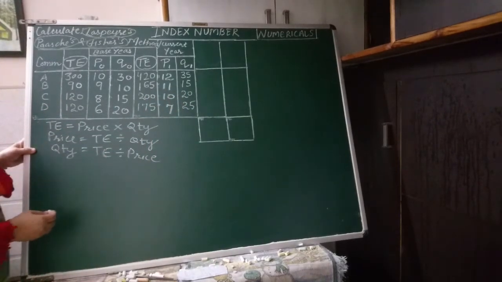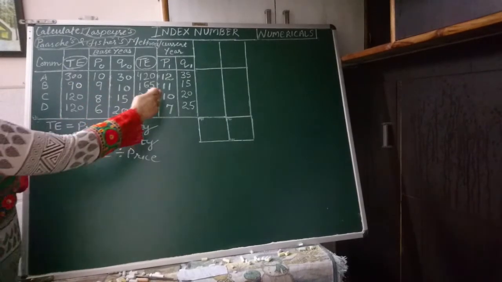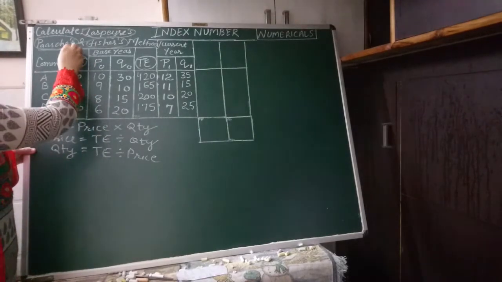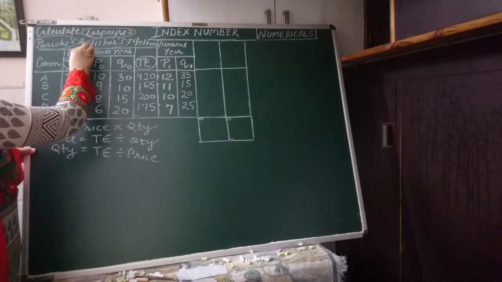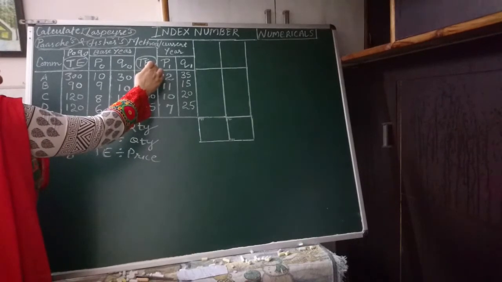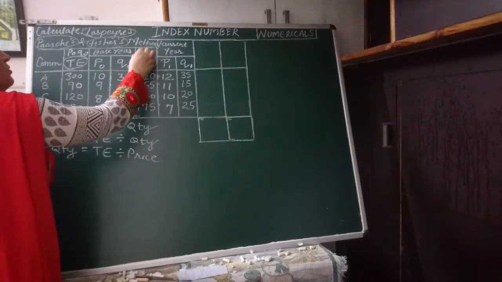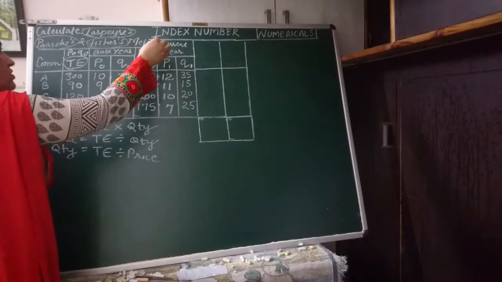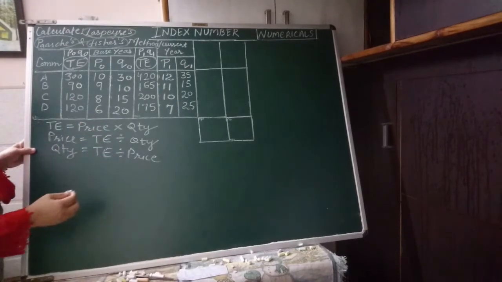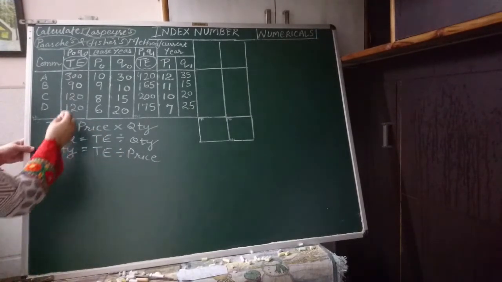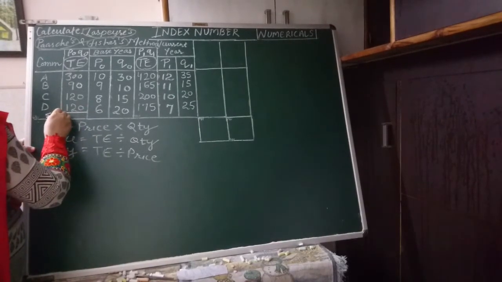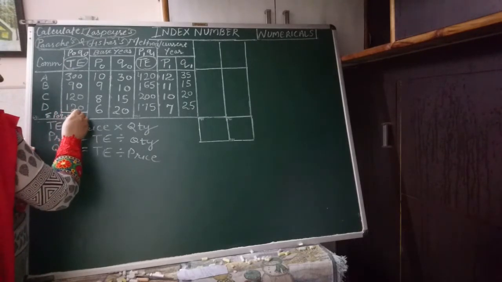Next we have to calculate P0Q0 or P1Q1. These two are already available here, because total expenditure is the multiplication of P0 and Q0, so no need to calculate again. Similarly, in the current year, total expenditure is the multiplication of P1 and Q1. And we are writing down summation P0Q0 is equal to 630.